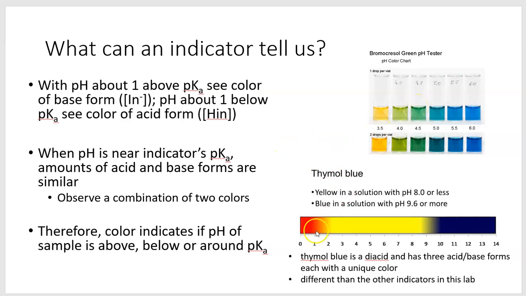I include this one because there are some indicators that have more than 2 colors. Thymol blue actually has 3 colors, and it's a diacid, meaning it has 2 acidic groups. So you can think of the acidic form, the fully protonated form, where you haven't lost any H pluses, as red. When you lose 1 H plus, it becomes yellow. And when you lose 2 H pluses, it becomes blue. This is a little bit different, but depending on the color, you can tell whether you're down here, in this area, or up here.